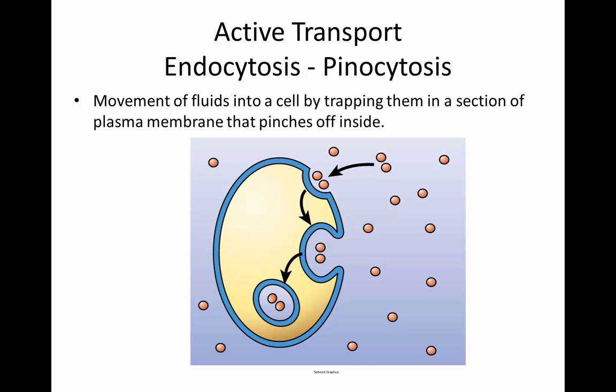Pinocytosis is a specific type of endocytosis, which is the movement of liquids into a cell by trapping it in a section of plasma membrane and then pinching it off inside. Sometimes we refer to pinocytosis as cell drinking.